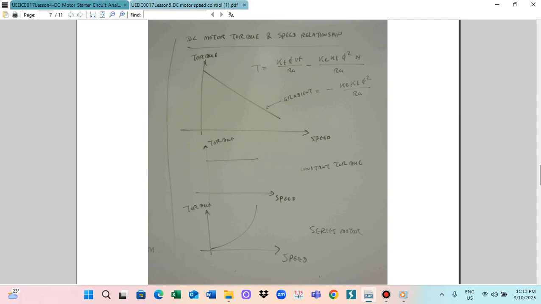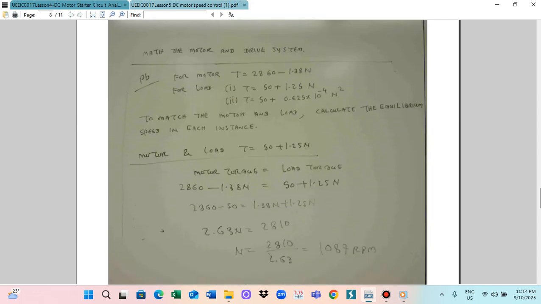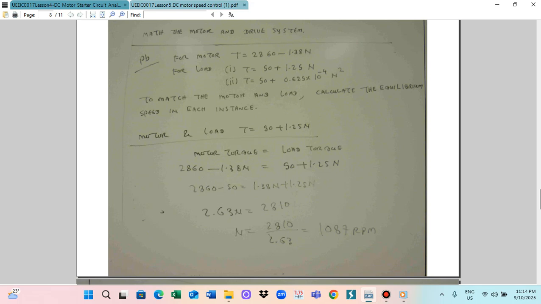So this is for this motor system. The motor characteristic is T = 2860 - (1/3)n. The loads are: load 1 characteristic T = 50 + (1/2π)n, and load 2 is T = 50 + 0.625 × 10^-4 n². So this motor is running two kinds of loads, and we need to calculate the motor equilibrium speed for each.